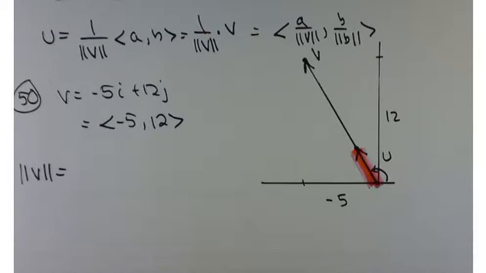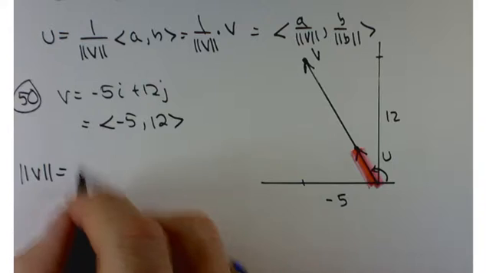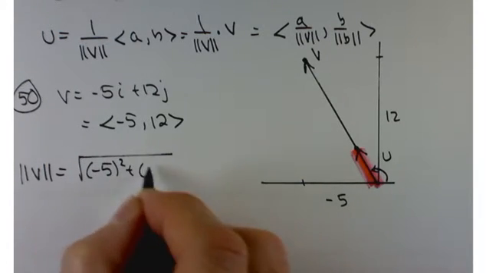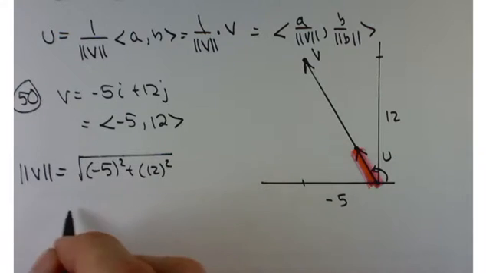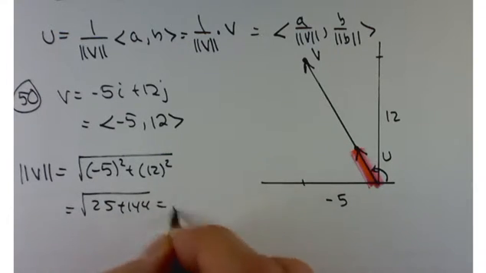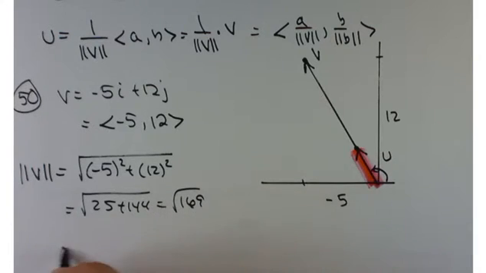Ahmad's got it. But who all beat Ahmad? Who got it faster? 13? Good deal. So the calculation should look like this. Negative 5 squared plus 12 squared. 25 plus 144 is the square root of 169. So the length of v is 13.